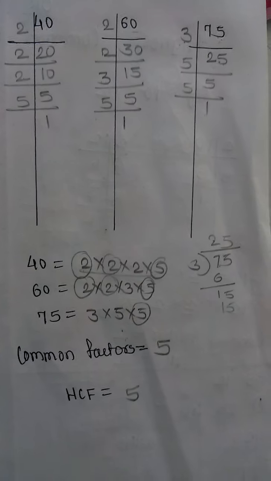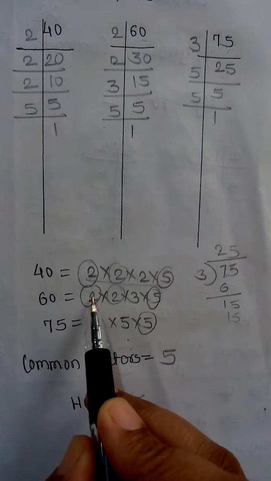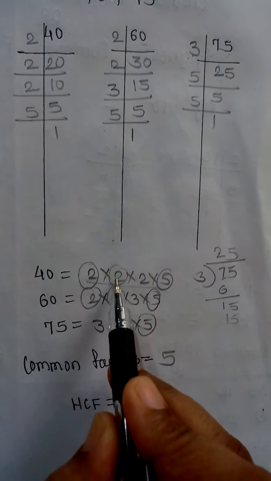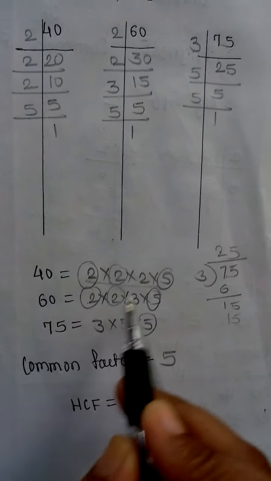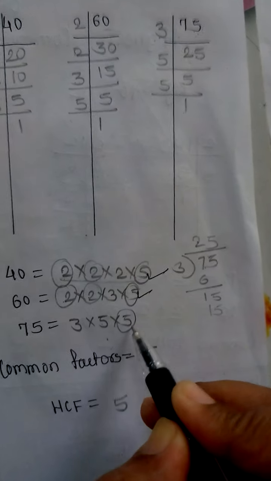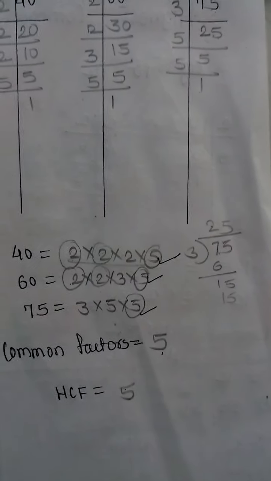Now we have to find out the common factor. See, 2 is common only here, where 2 is common in 40 and 60 again. But we have to find the common factors of all three. So 5 is common. Here 5, here 5 and here 5. So the common factor is 5. So the HCF is also 5.